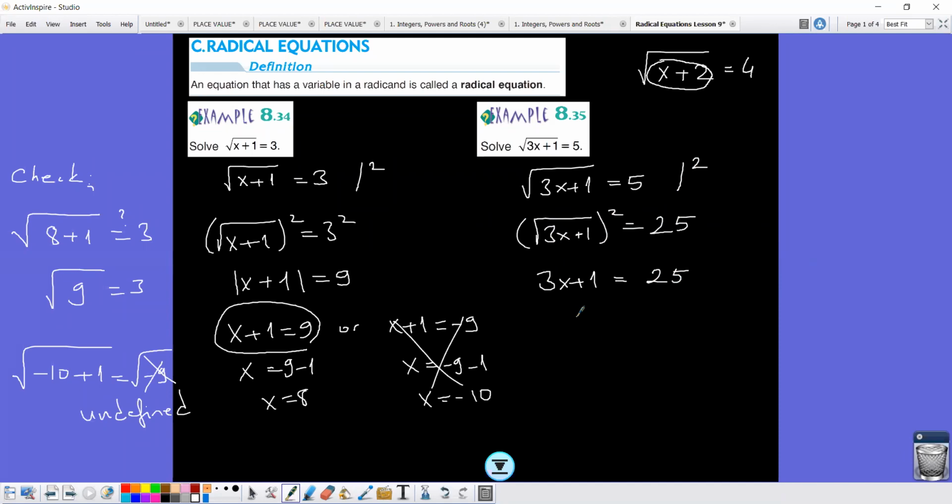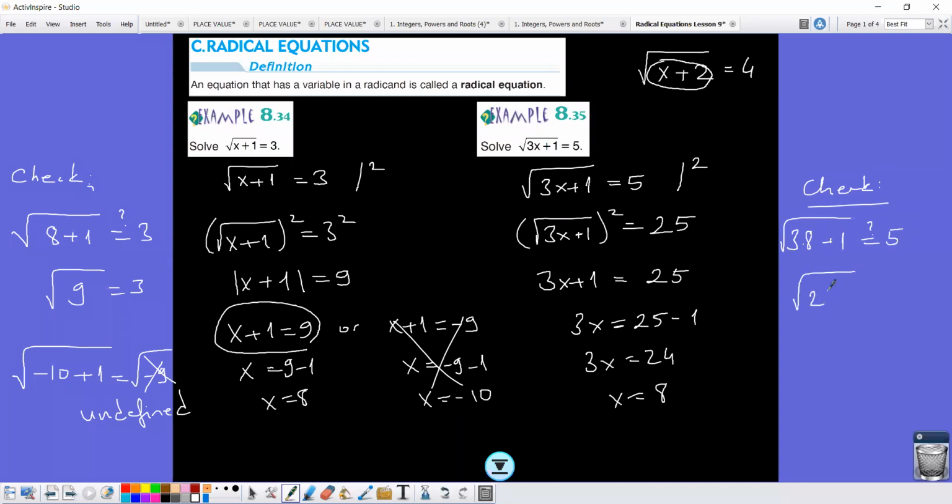Now 3x equals 25 minus 1. Then 3x is equal to 24, x is equal to 8. Let's check if we have any mistake, because in radical equations you always need to check the solution you have found. Check: 3 times 8 plus 1, is it equal to 5? 24 plus 1, so the root of 25 is equal to 5.